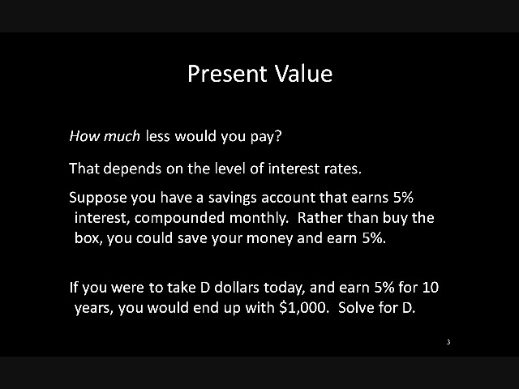Solve for D. Why wasn't it? Like what formula? I did 1,000 equals P times 1 plus 0.05 over 12 to the 120. Oh, you did monthly? Yeah. Oh. Are we doing monthly or?